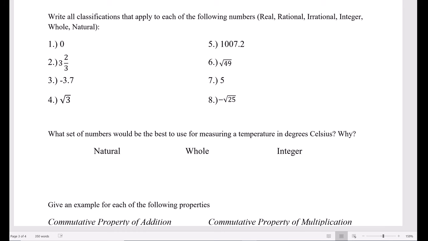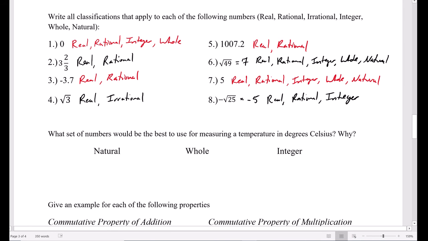Okay, so through the magic of television, I'm going to have this all filled out in a matter of seconds, and then I'll go through quickly and explain each one. Okay, 0 is a real number, a rational number, an integer, and a whole number. We did that one in our lesson. Remember, it's the only member of the set of whole numbers that is not a member of the natural numbers.